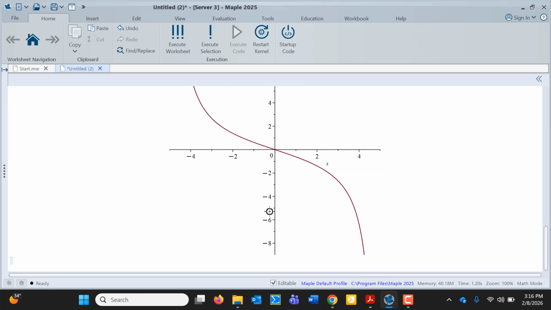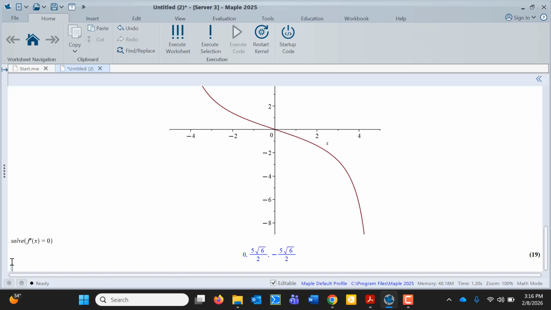So let's solve where f double prime of x equals 0. Hit enter. I'm getting a couple more values. On my graph, it looks like the second derivative graph is only hitting once, but these two guys are not showing up. So what the heck is going on there?